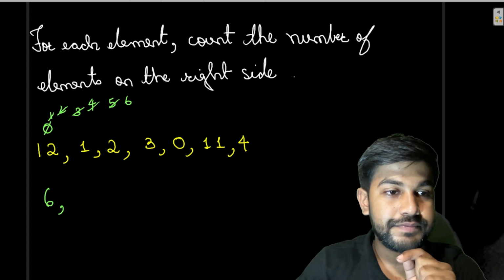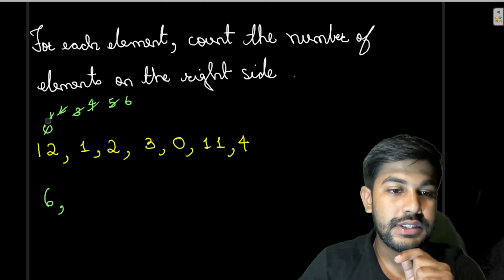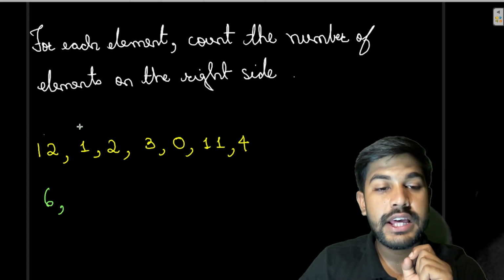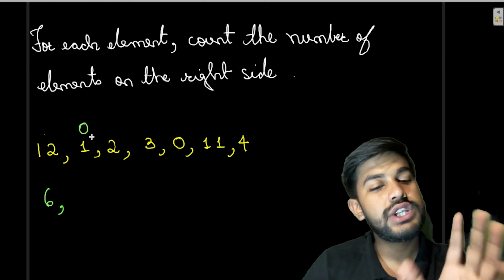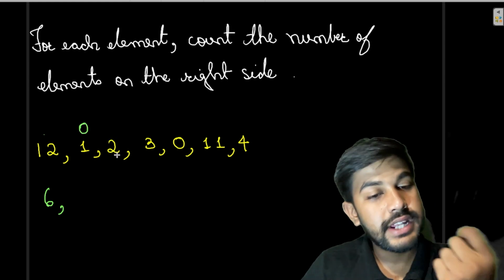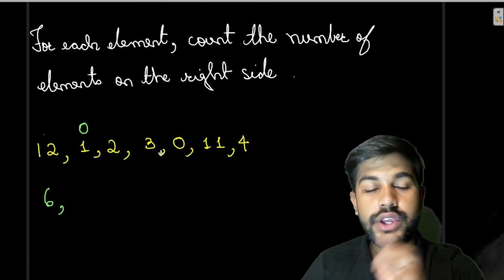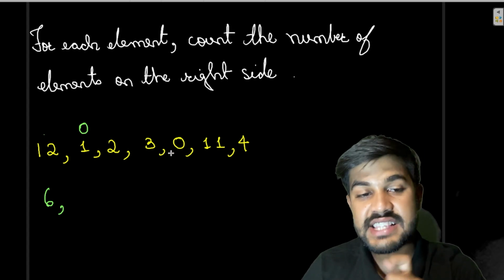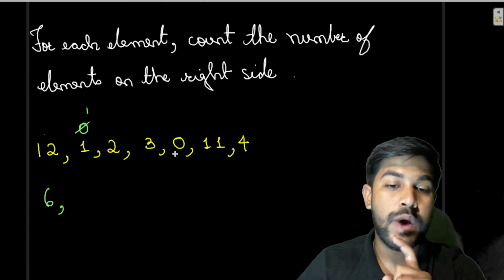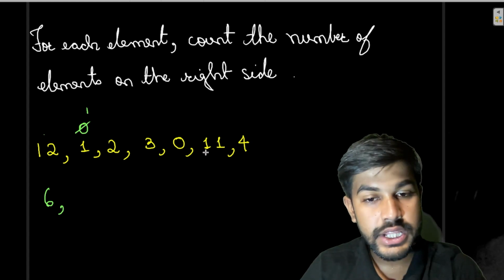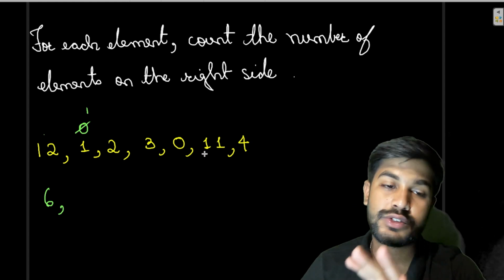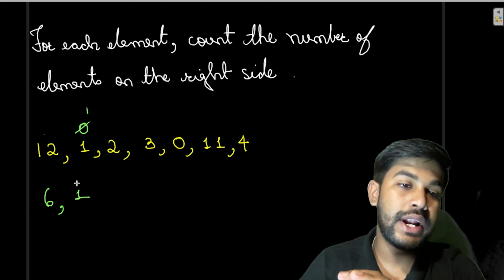So for 1, I will just quickly remove this. Okay, now let us take the scenario when it is 1. For 1, initially it is 0. Then we have 2 which is greater than 1, so we won't count it. 3 is greater than 1, 0 is less than 1, so it would be 1. Then it is 11 which is greater than 1, 4 which is greater than 1. So yes, the value is 1 at the end.